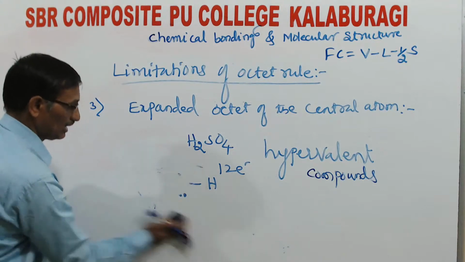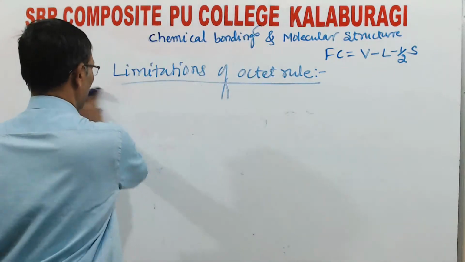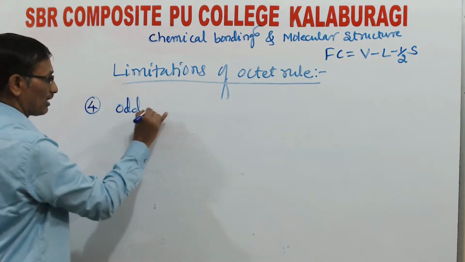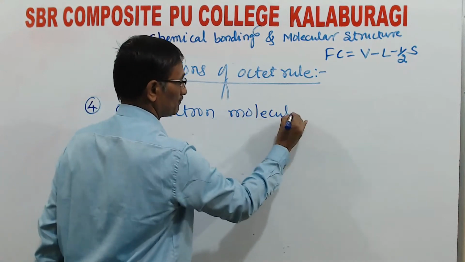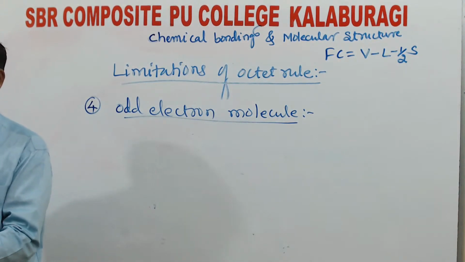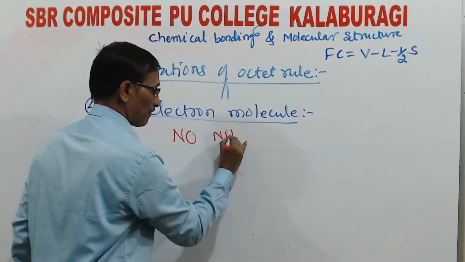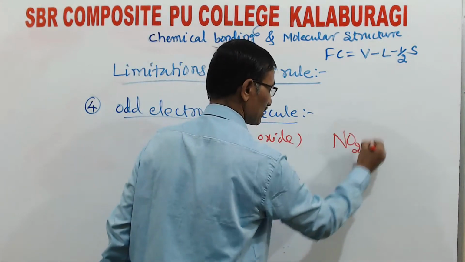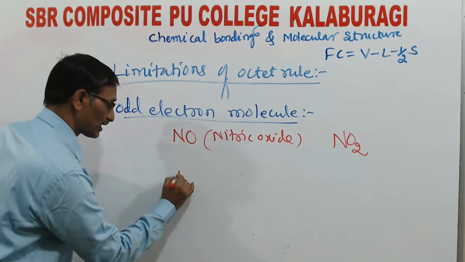Now coming to the last one, the odd electron molecules. They are also more stable. In odd electron molecules, I will take only two examples. One is nitric oxide, another one is nitrogen dioxide. Let us see first regarding the nitrogen atom.